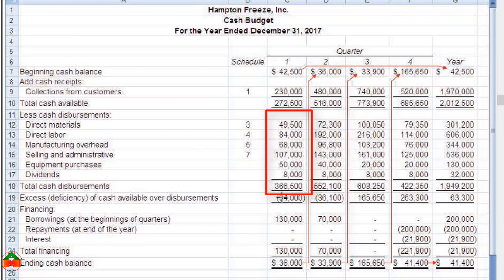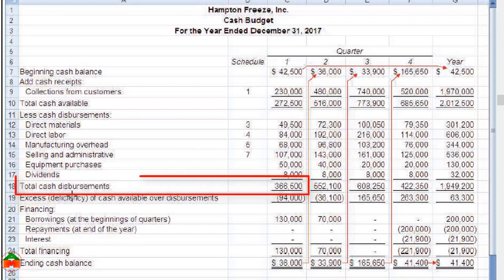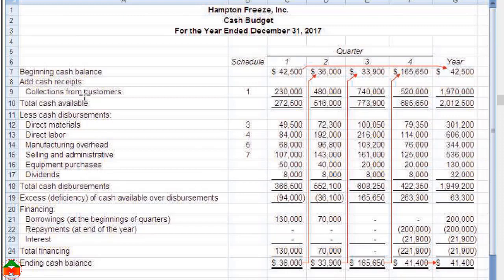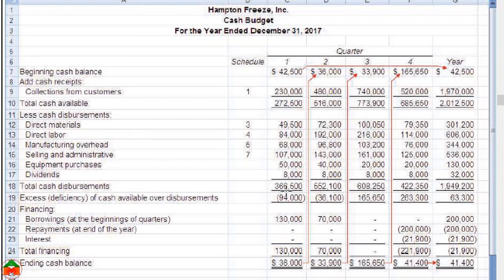We can see 366,500. In this first quarter our cash availability is 272,500, but our cash disbursement is 366,500. Our payment or disbursement is higher than the cash availability. That means there will be a deficiency. Deficiency arises when the payment is higher than the cash availability. In the first quarter our payment is higher considering the cash availability.